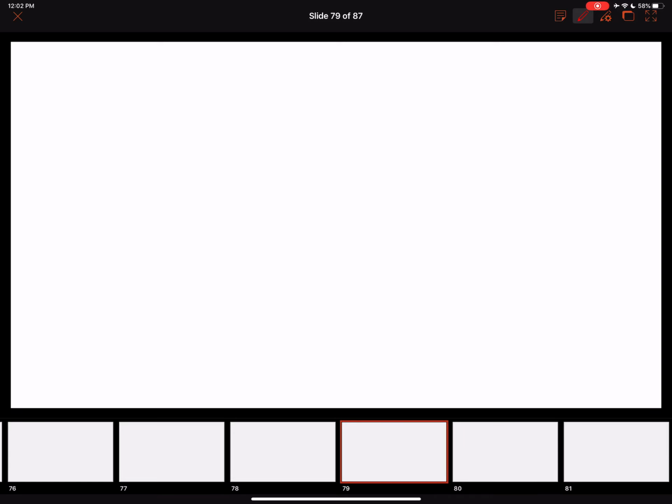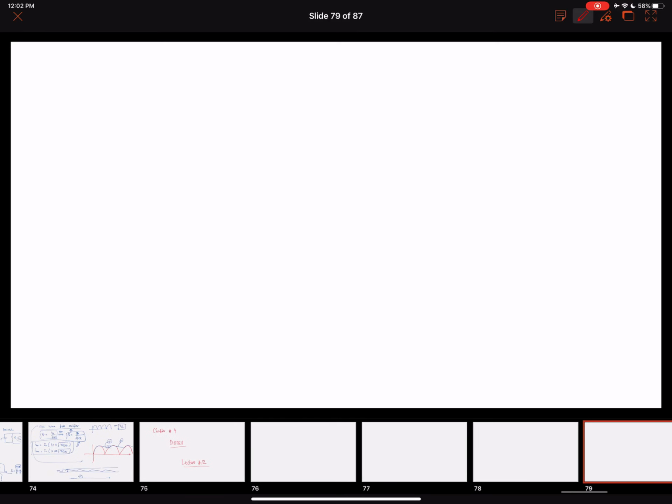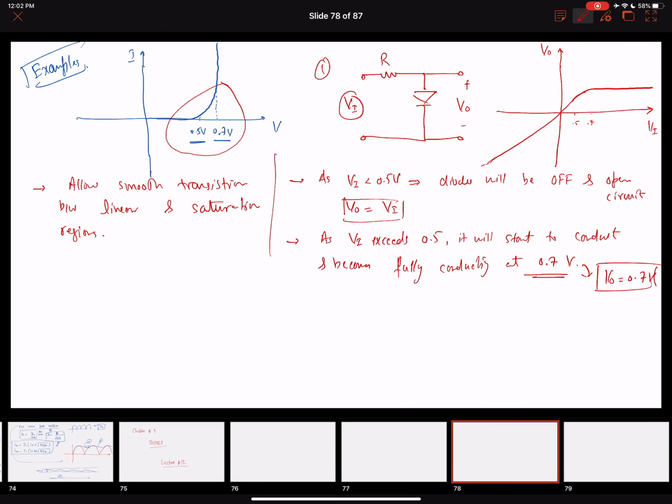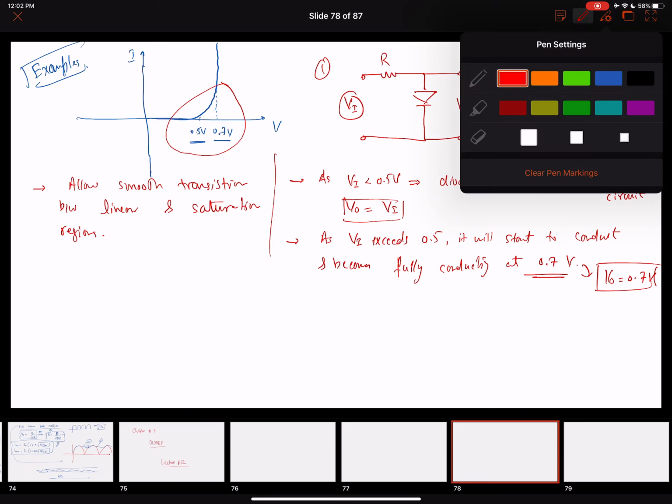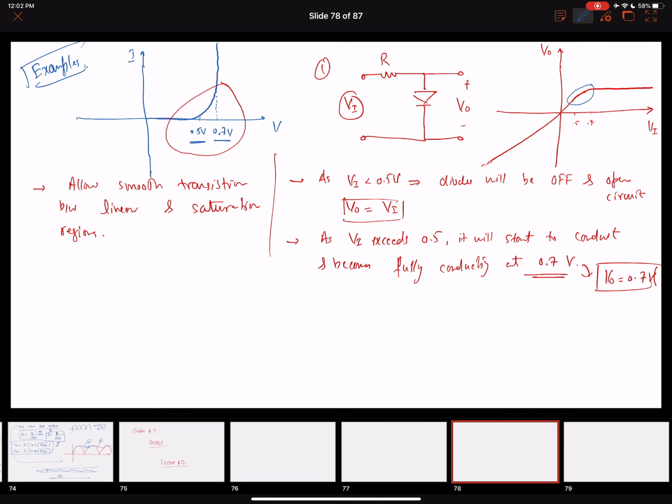Okay. So we can see that this transition is a smooth transition, and this is because of this characteristic of the VI characteristic of the diode. And we can see that it is limiting the voltage, which is equal to the potential drop across the diode. For example, if I would have connected two diodes in series, this would have limited or clipped the waveform at 1.4 volts, assuming the potential drop across each is 0.7.